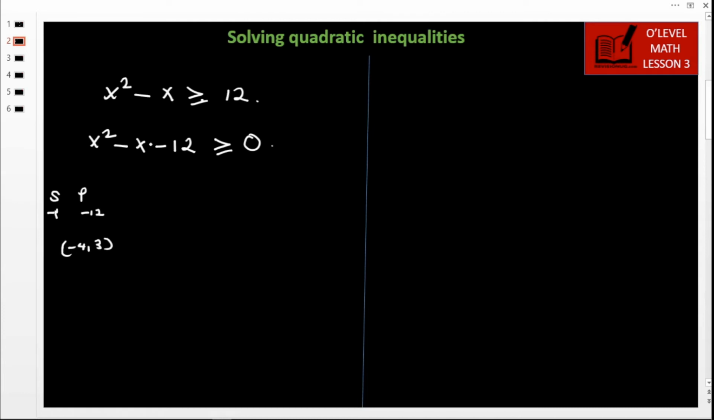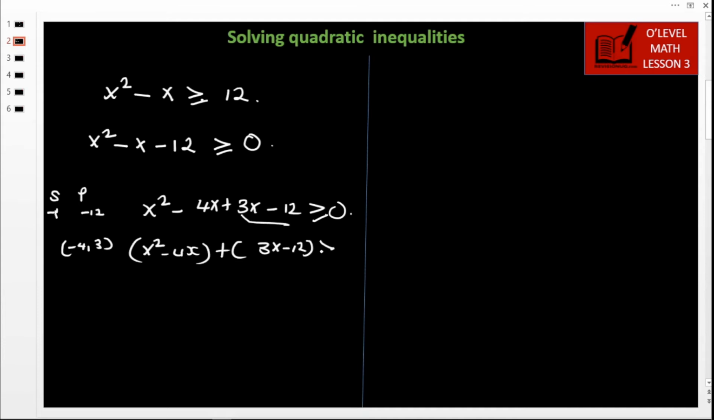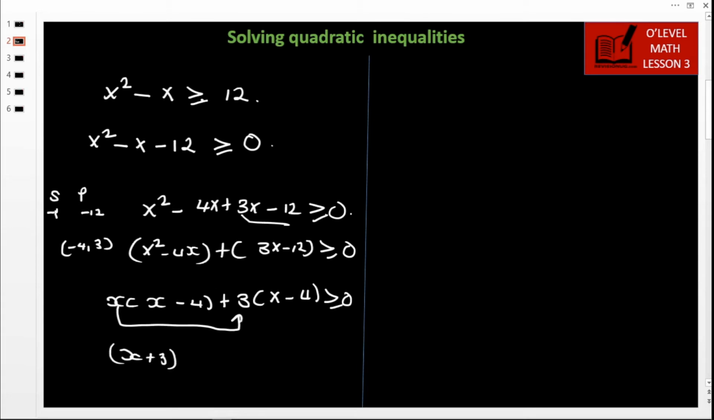Then we substitute here: x squared minus 4x plus 3x minus 12 is greater or equal to 0. So we have x squared minus 4x, then plus this portion 3x minus 12, is greater or equal to 0. Then we factorize: x into (x minus 4), then plus 3 is common, so 3 into (x minus 4), is greater or equal to 0. So this becomes (x plus 3) into (x minus 4) is greater or equal to 0.